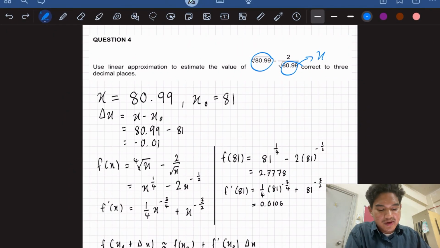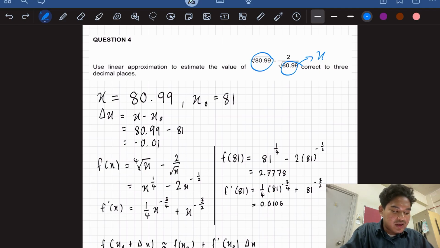Hi, so I'm gonna explain question 4. So the question is, use linear approximation to estimate the value of 4th root 80.99 minus 2 over square root 80.99 correct to 3 decimal places. So right now, the given value of x is 80.99, and then we must find the nearest value of x that we call x naught. We find that x naught is equal to 81.